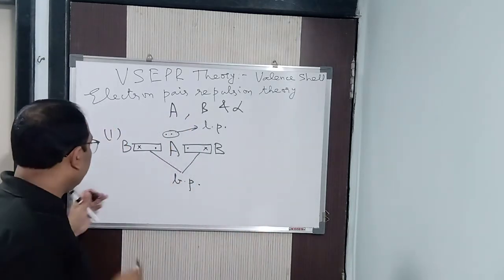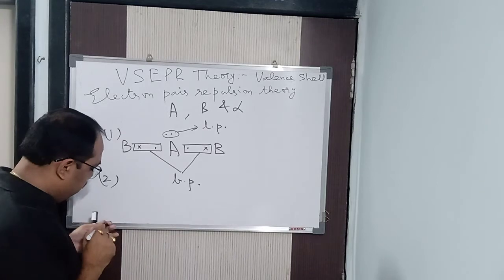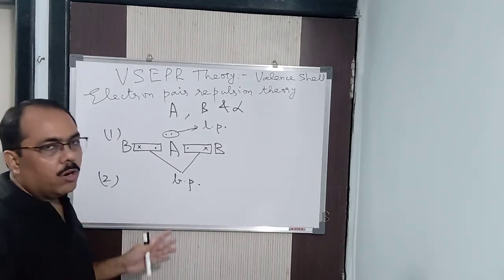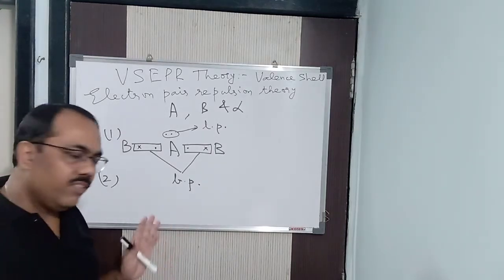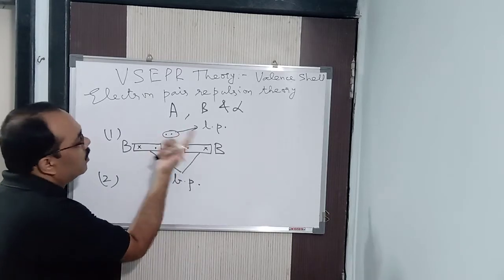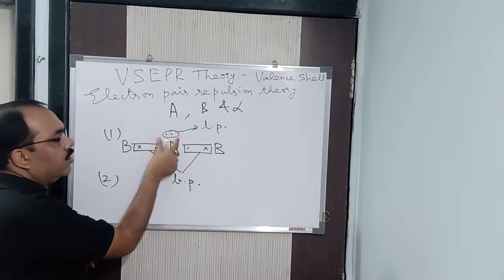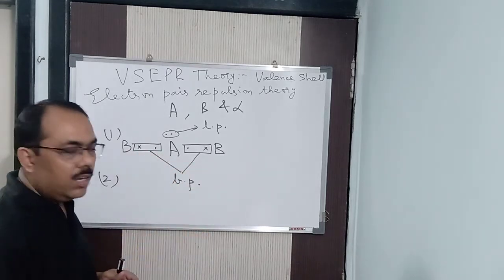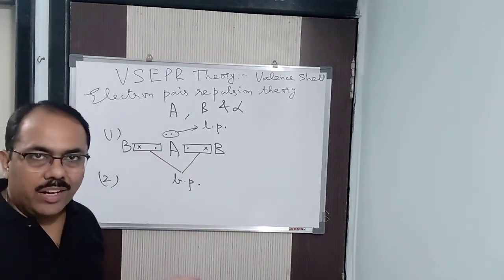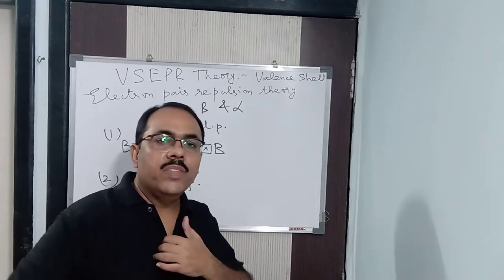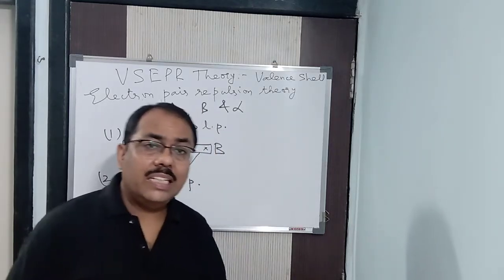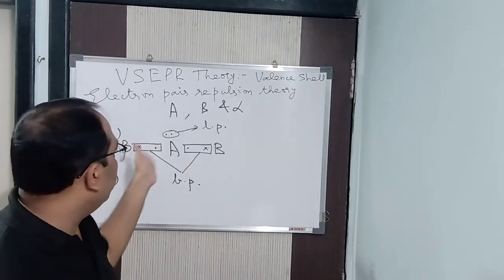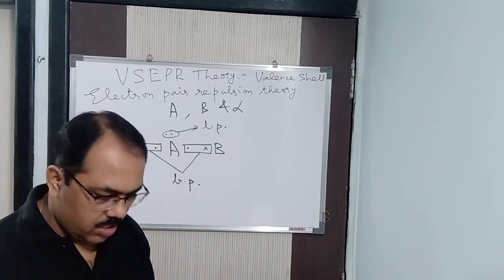Now coming to the second point. The second point says that lone pairs and bond pairs are similarly charged. This is also made up of electrons, this is also made up of electrons. A lone pair is made up of 2 electrons, and a bond pair is also made up of 2 electrons. It can be from different atoms or the same atom, whatever it is. Being similarly charged, they tend to repel one another.